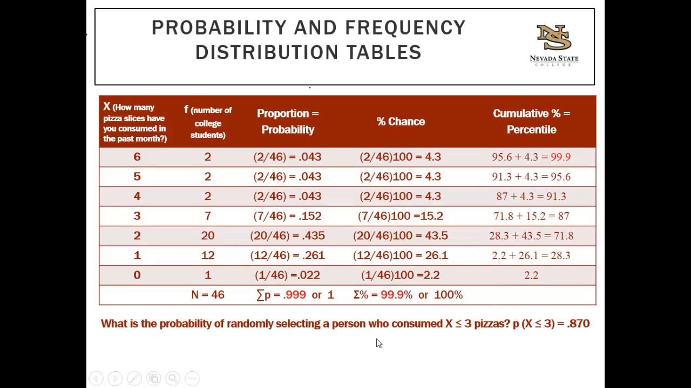So here's another question that you can answer using the frequency distribution table and the raw data. What's the probability of randomly selecting a person who consumed 3 or fewer pizza slices? So this is asking you for a percentile, right? 3 or fewer. So you go to 3, go over to the percentile, and you see that it's 87. Well, you could also add up 3 or fewer: you could add 0.152 to 0.435 to 0.261 to 0.022. You'd get the same answer. Or you could say 1 plus 12 plus 20 plus 7 divided by 46, and you get the same answer.